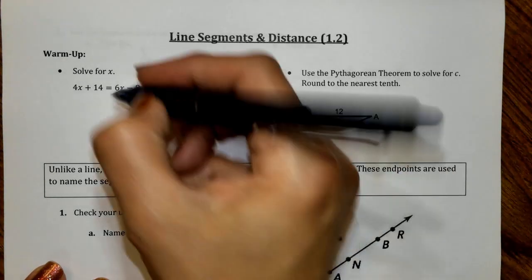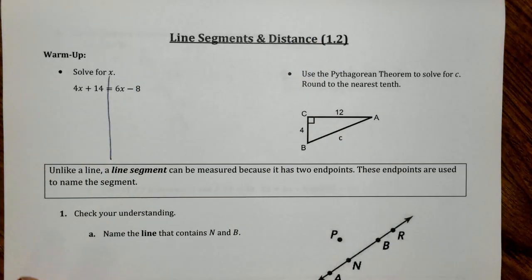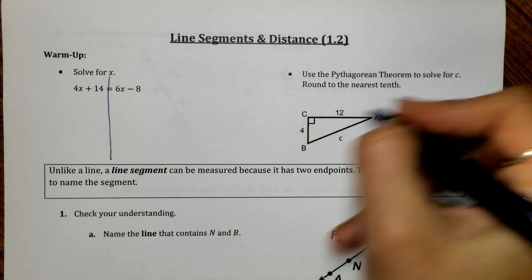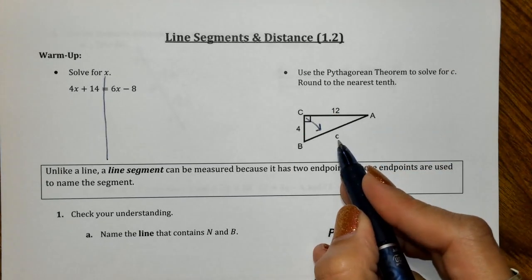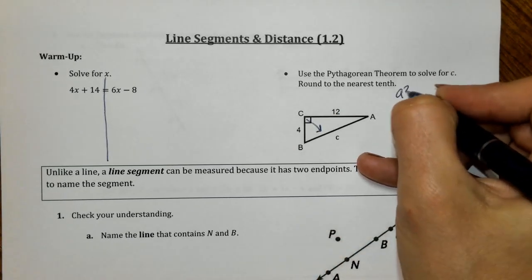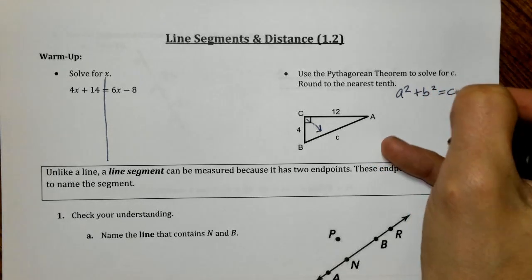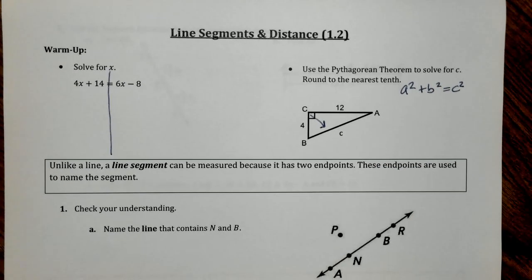If you need to, split it and then start following your steps to isolate x. And then with Pythagorean theorem, remember that c is across from the right angle, using your a squared plus b squared equals c squared. Okay, the work is about to pop up. Please take a second, go pause the video.